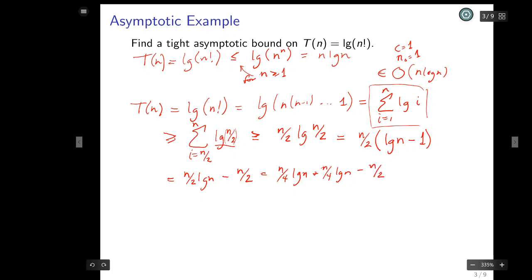Minus n over 2. And if I could show you that this part, the plus n over 4 log n minus n over 2, if that's bigger than 0, we're done. Because then T of n is greater than or equal to 1/4 n log n. Right? I've taken half of n over 2 log n, I've taken a quarter of n log n, and I'm using that to pay for the minus n over 2. Is it true that n over 4 log n minus n over 2 is greater than 0?